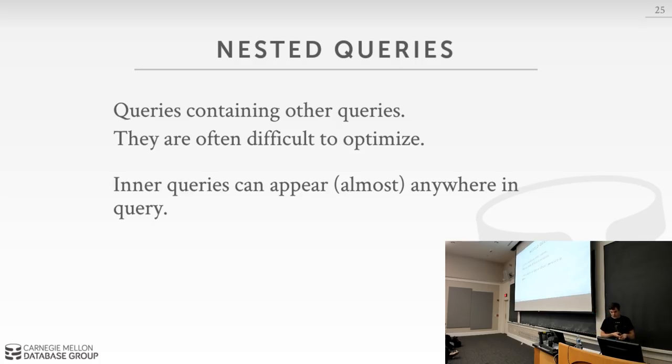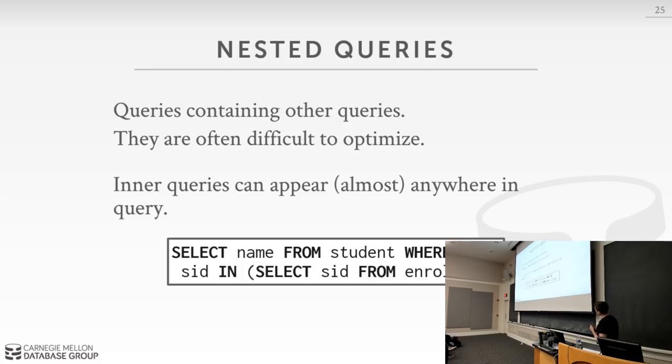So the first thing we want to talk about is nested queries. The way to think about nested queries is basically allowing you to specify queries inside of queries, right? And you can take the output of one query and use that as the input of another query. So think of a simple example like this. I'm doing a select. I want to get all the names of the students that are enrolled in at least one course. So my outer query is defined based on the student table. And then inside of that, I have an inner query that's just going to get the student IDs from the enroll table.